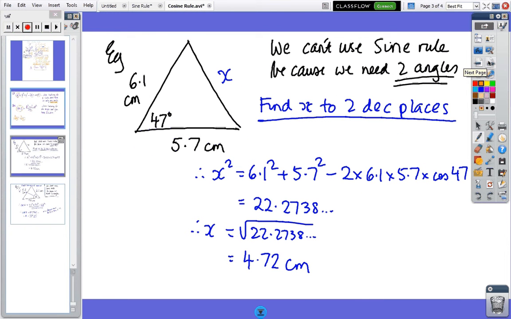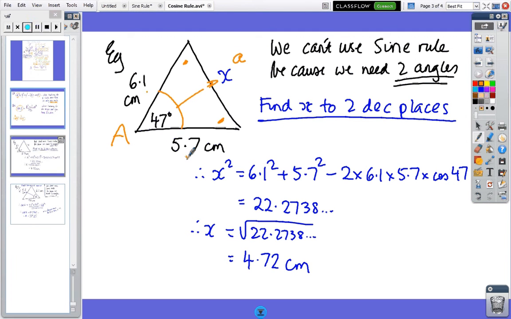Okay, so there's an angle, there's a side. So that's my a, and that's my capital A. You can't use the sine rule because you don't have two angles. If you were going to use the sine rule, you would need an angle there, opposite 6.1, or you would need an angle there, opposite 5.7. They don't exist, so you cannot use the sine rule.